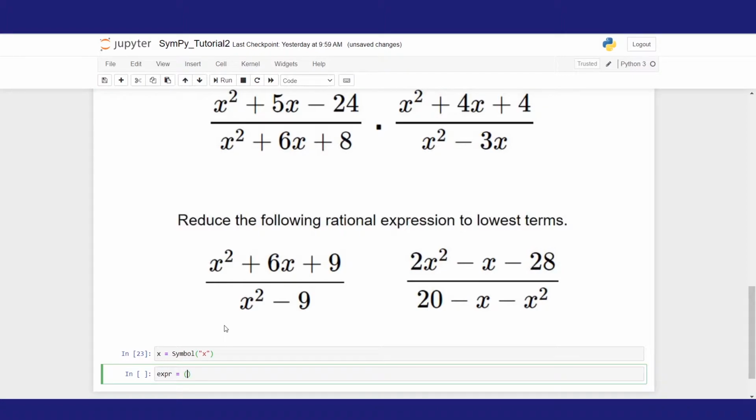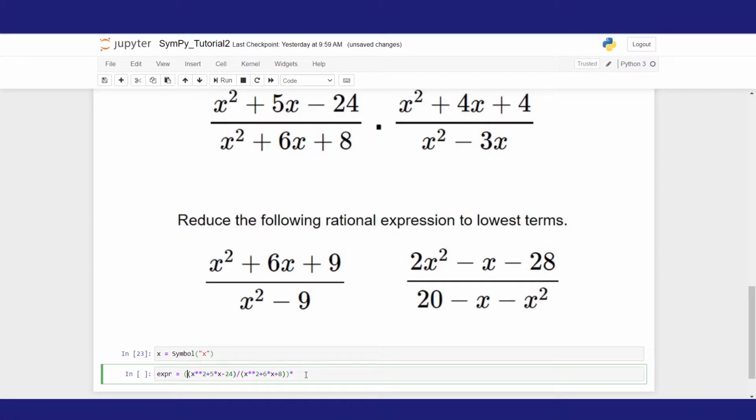open up the brackets, and this is going to be x squared plus 5 times x, then minus 24. That is one of the expressions, and then the lower one, which is the denominator, is x squared plus 6 times x, and then finally plus 8, and the whole thing here is times, okay, so I'll have to put this in some bigger brackets.